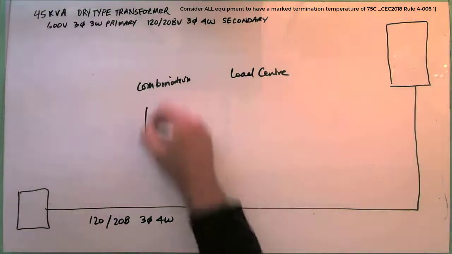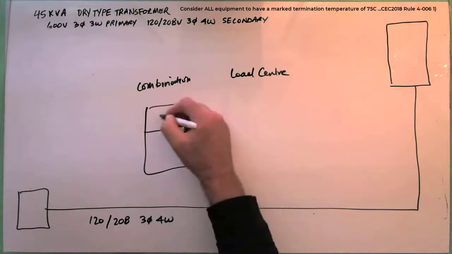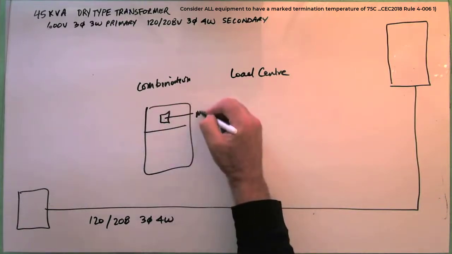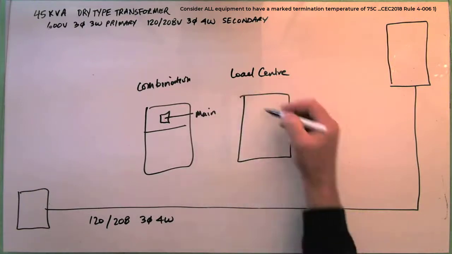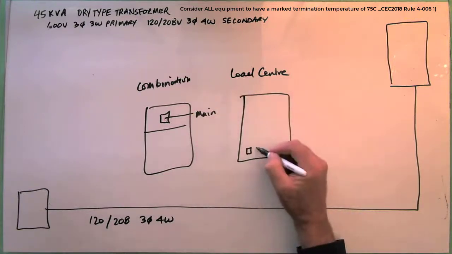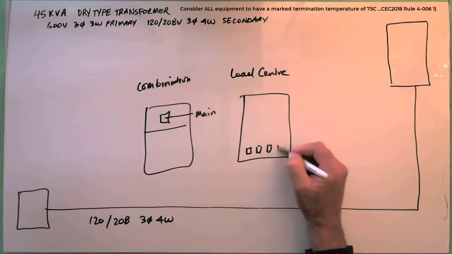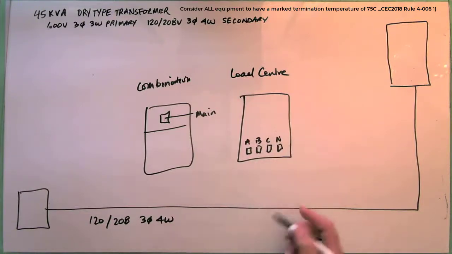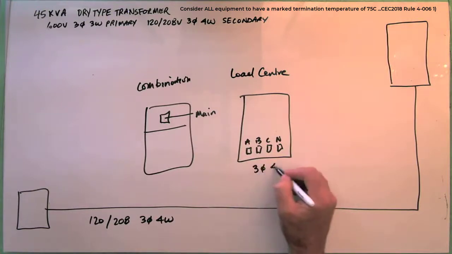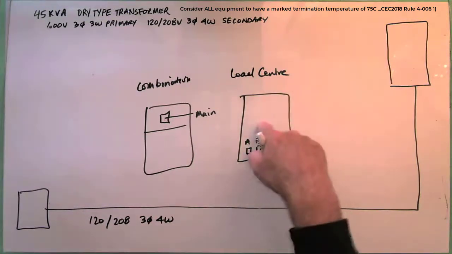Yeah, so the combination has a main. For the load center, it has no main. You might only have just 4 lugs in it. You might have A, B, C, and a neutral if it's 3-phase. So the load center is a lot cheaper.